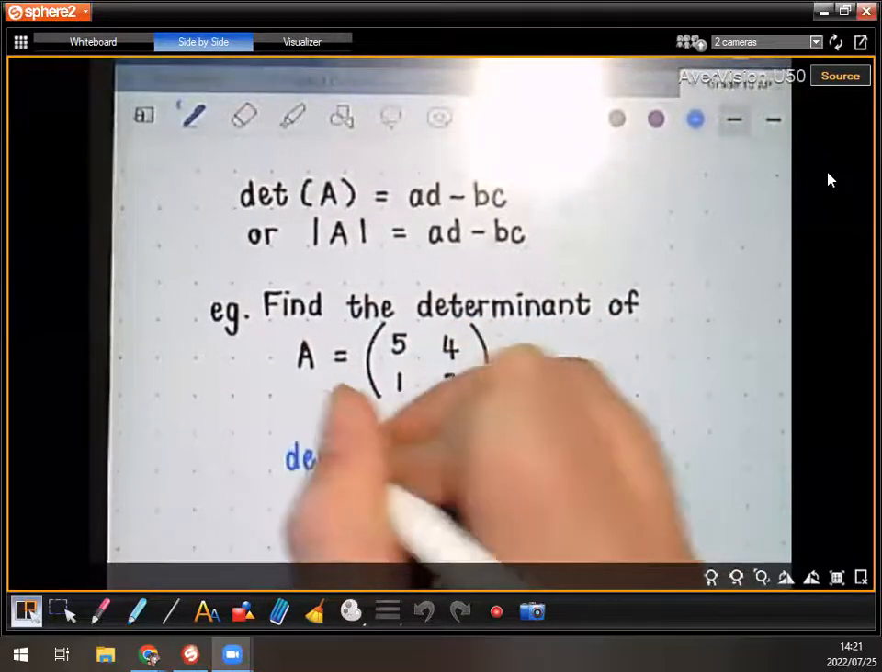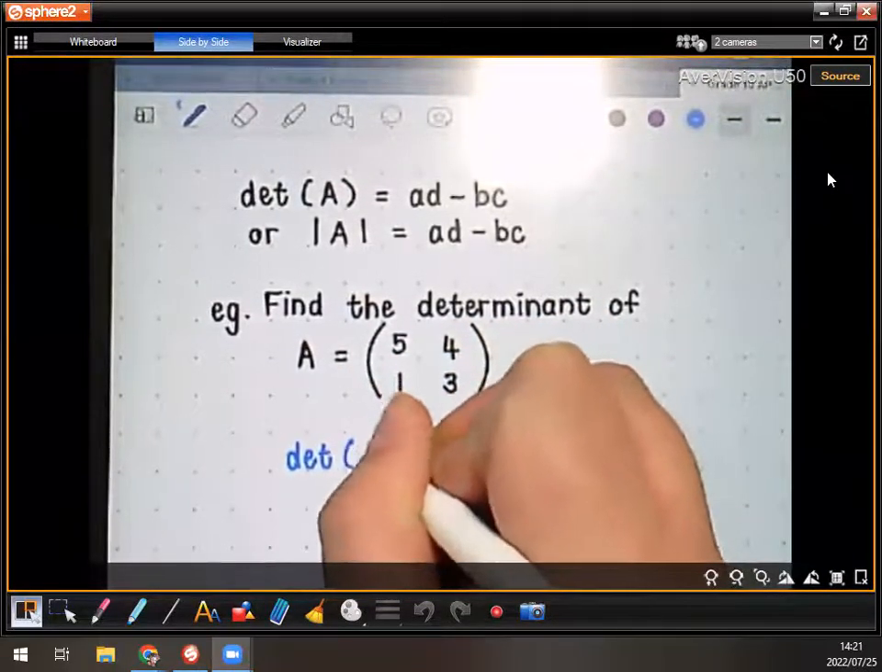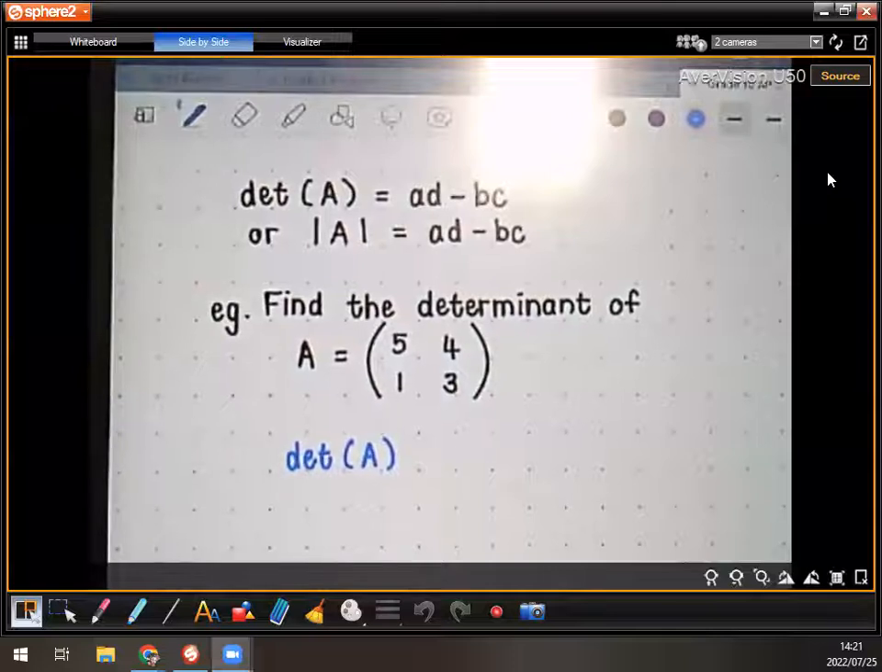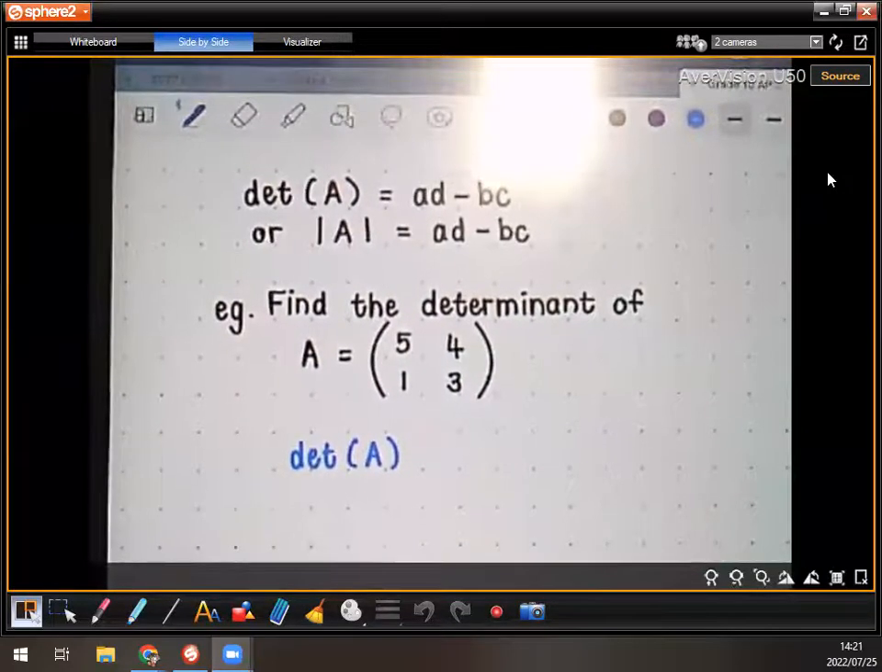Okay, so now guys, it's up to you. If they have not used a specific notation, you can decide which notation you want to use. You can use det of the name of the matrix, or you can use the vertical lines and the name of the matrix. Fine, it's up to you.